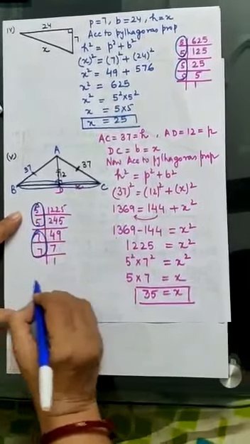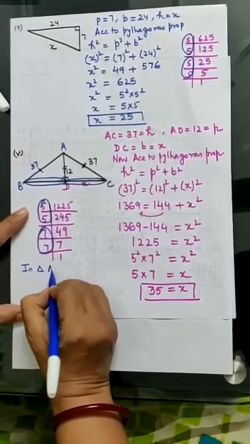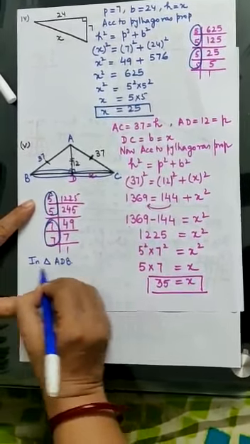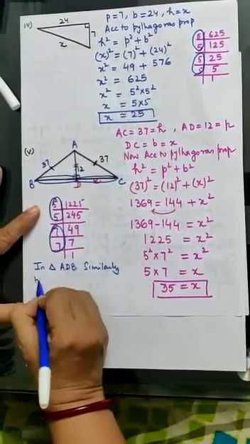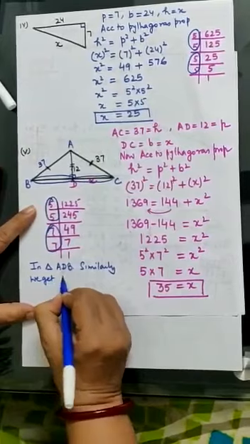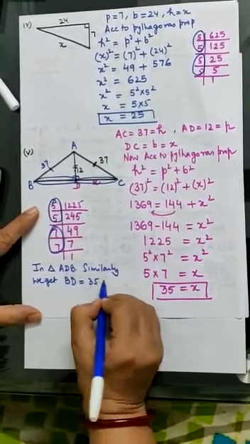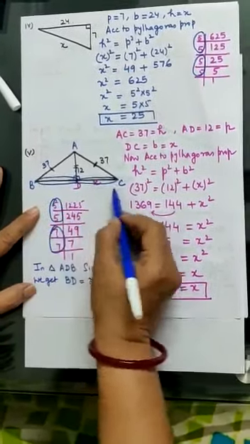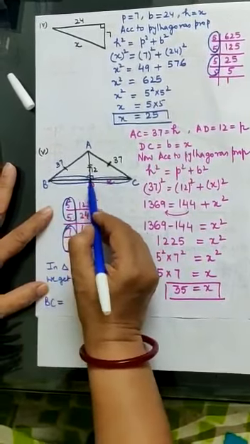So directly you can write down in triangle ADB, similarly we get BD is equal to 35. But what we have to find out? We have to find out BC. What is BC? BC is equal to BD plus DC.